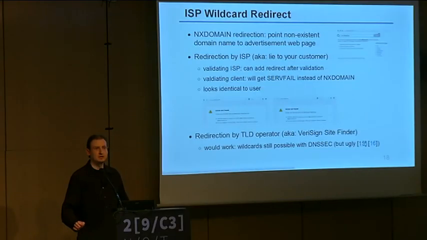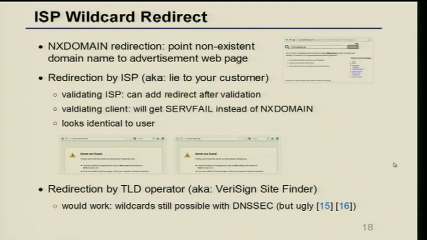So what happens when we deploy DNSSEC? Well, a validating ISP can still add the redirect after validation, but it won't have correct signatures. So when you also validate, you will get a SERVFAIL. This is a response after validation has failed. So instead of an NXDOMAIN, which would be the correct response, you will get a SERVFAIL. However, this looks identical in web browsers. So you see here a comparison. One is a SERVFAIL, one is an NXDOMAIN, and they look the same in a web browser. So to the user, everything will be fine.